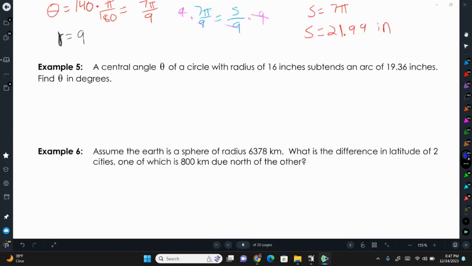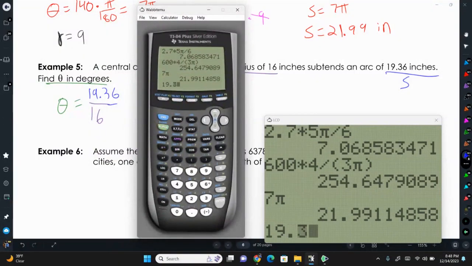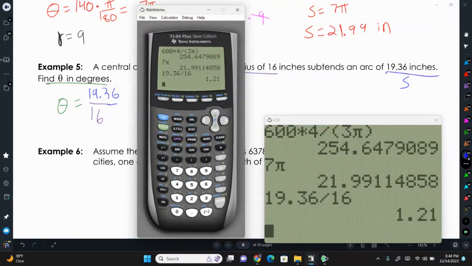Example 5, a central angle theta of a circle with radius of 16 inches subtends an arc of 19.36 inches. Find theta in degrees. Now, if that doesn't make sense to you, we know we're trying to find theta. Okay, so theta equals, and the formula is S over R, and we know R is the radius. So radius of 16. So that means the other number must be S. So if the words didn't make sense, this will help with that. So we type that into our calculator: 19.36 divided by 16, and we get 1.21.